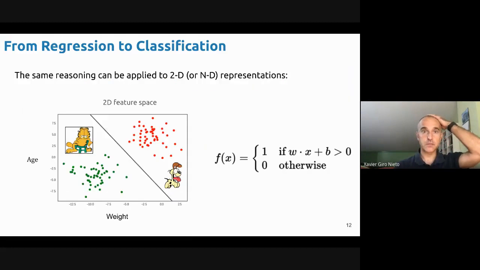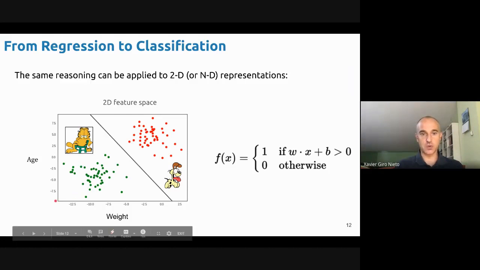This reasoning that I have done in 1D, normally, if you read the textbooks, you see it in 2D, which I think is a bit harder to understand, but it's exactly the same story. So now imagine that your input data, your X, is not one-dimensional, but two-dimensional. The other day we talked about the weight and the age of the animal, and we thought that maybe if you can draw a line between the samples, it will be possible to classify between cats and dogs.